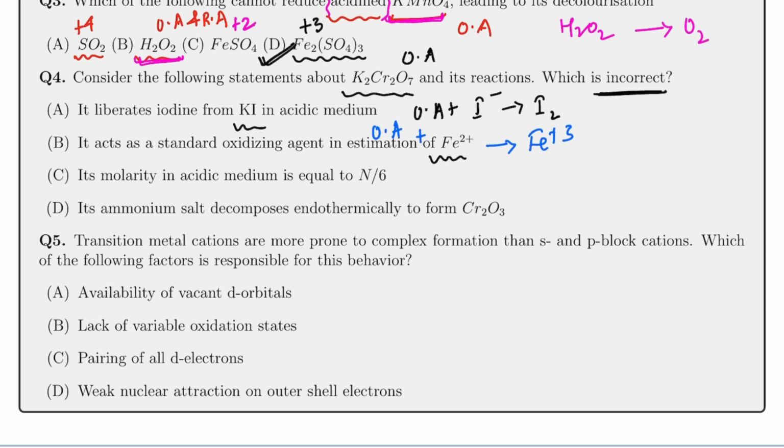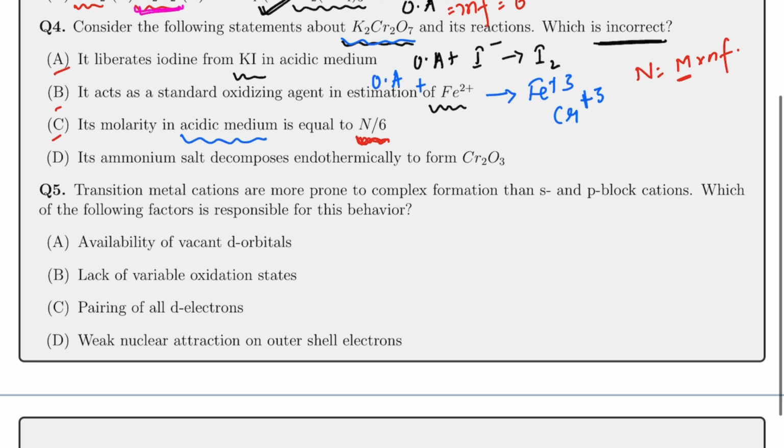Now inside acidic medium, we know that K2Cr2O7 will be furnishing chromium +3. And if it is +3, then the n factor of K2Cr2O7, it has been taught to you guys in redox also, is equal to 6. So normality is equal to molarity into n factor. So if I talk about molarity, then it will be normality by n factor, which is 6. So all the three options look pretty fine with respect to K2Cr2O7. And if I talk about the last one, it's the ammonium salt. This is very important. It is there in your module also.